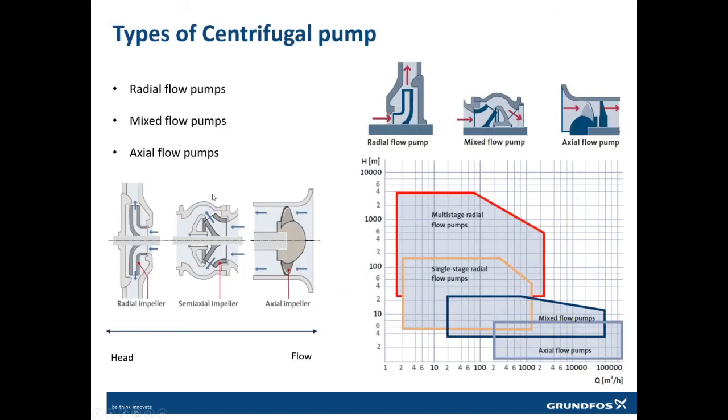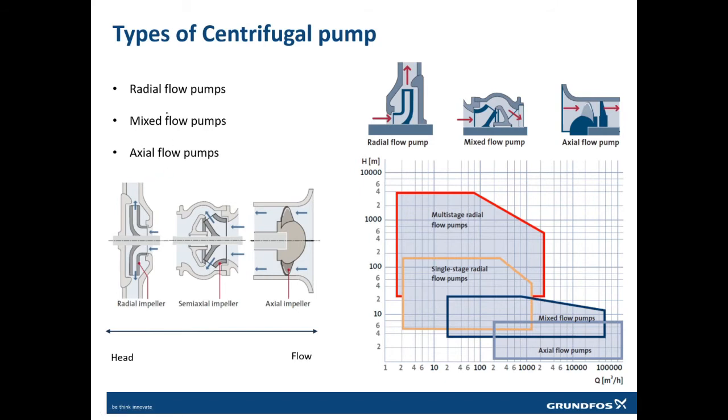Now coming to the different types of pumps and their characteristics. We can have pumps up to 100,000 cubic meters per hour, and the pressure up to, not 10,000, this is up to 4,000. If you see here, I show radial flow pump, mixed flow pump, axial flow pump. These are three different kinds of pumps.